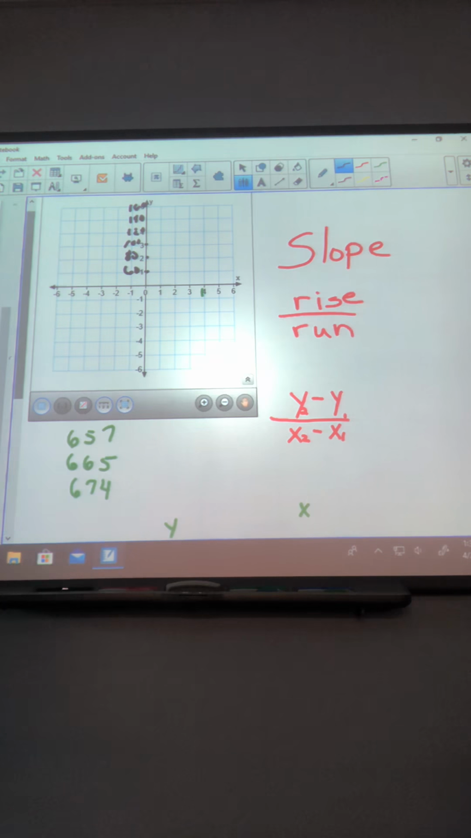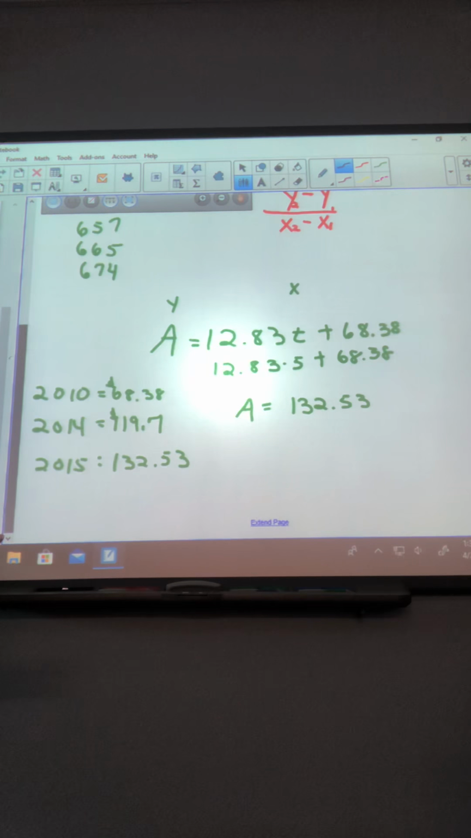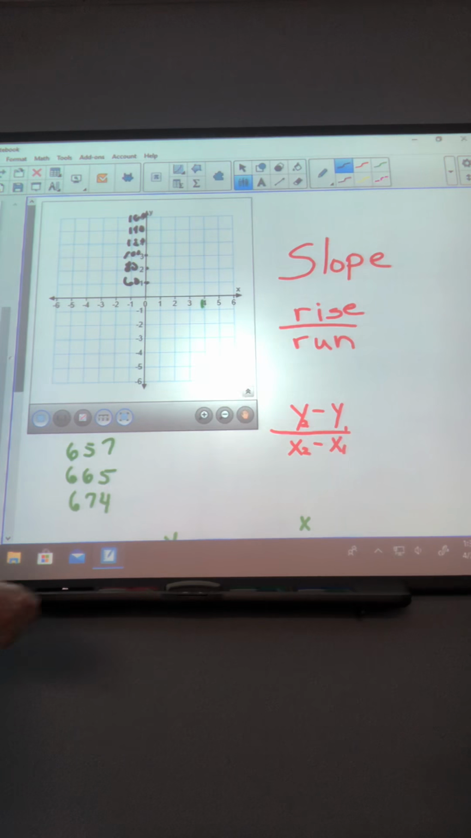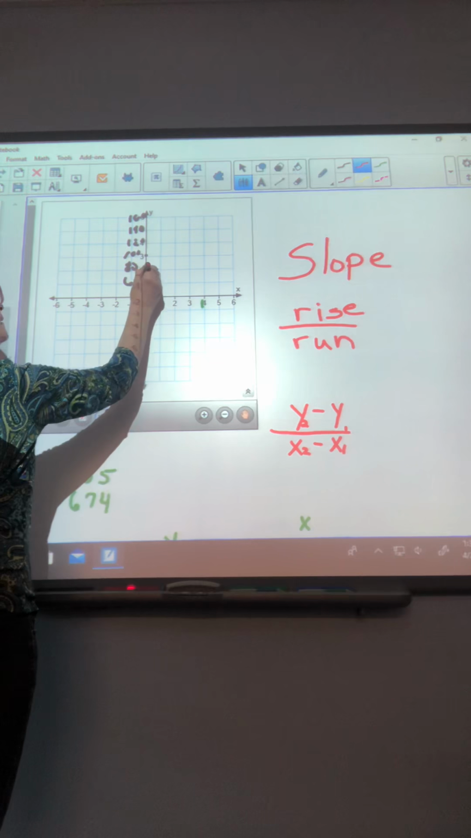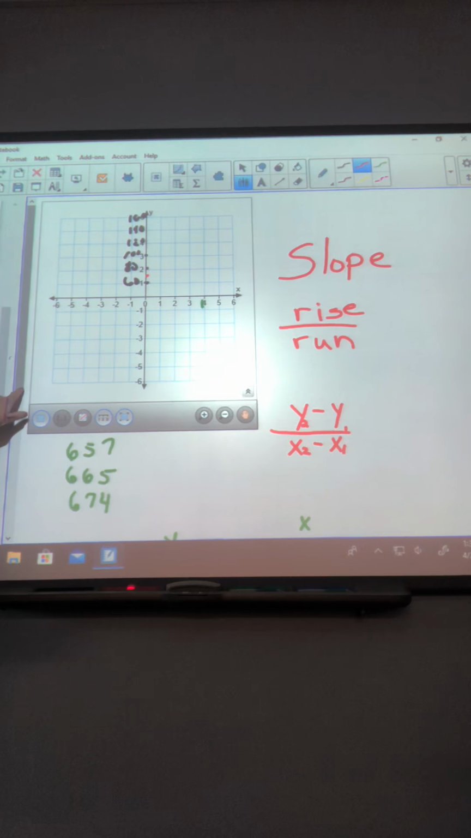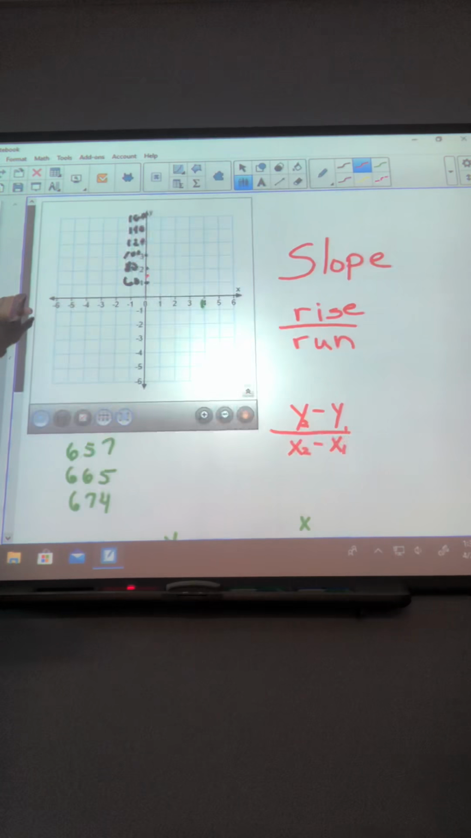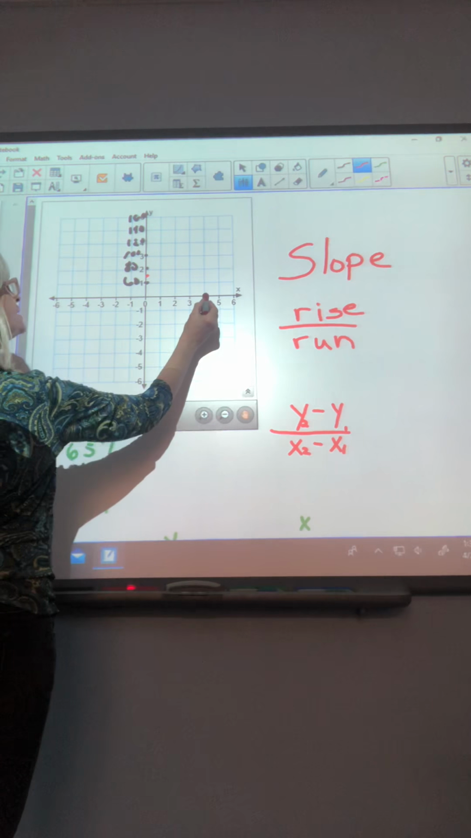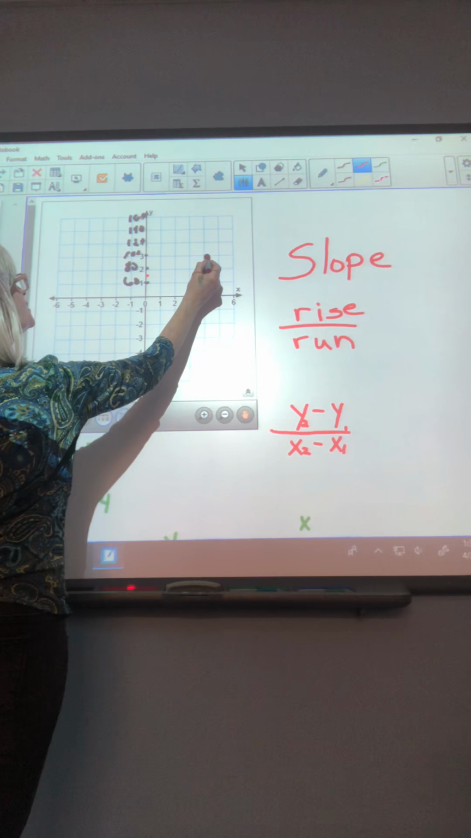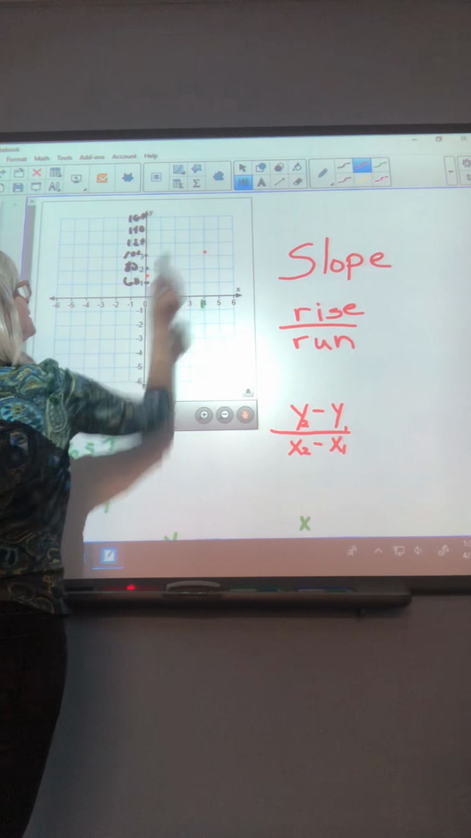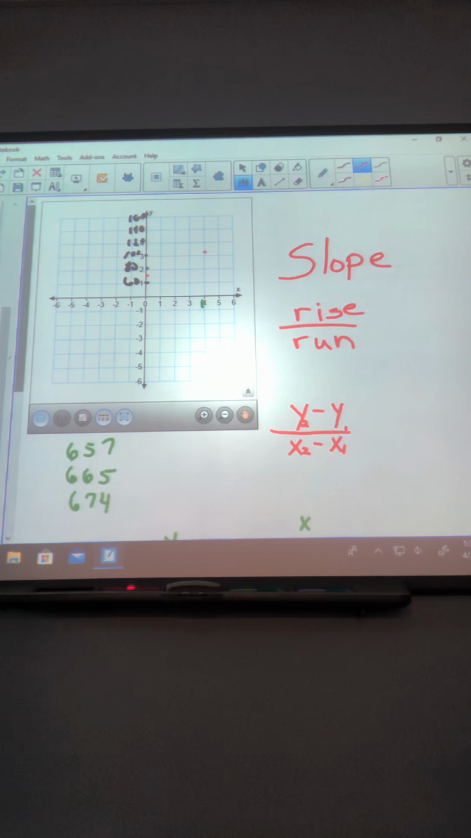Sorry, my computer shut off again, so I had to turn it on. All right, so find the amount spent for online advertising in 2010. So we figured that was 68.38, and that's going to be represented by this red dot. And then the second one was 2014, which was 119. So 2014 is here, and if this is 100, I'm going to put it a little bit above to show the 119.